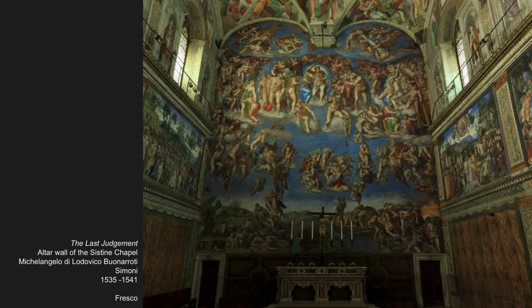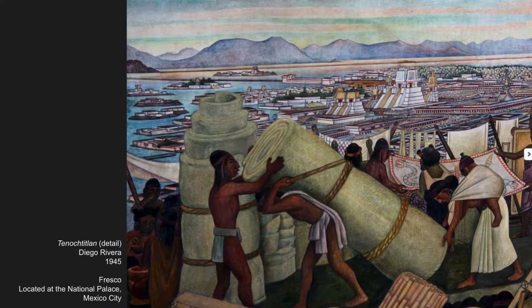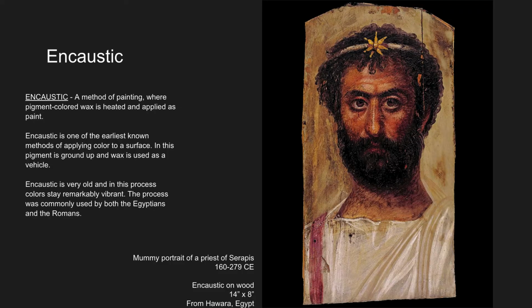So this is the altar from the Sistine Chapel. Frescoes by Diego Rivera were popular in the early part of the 20th century. Encaustic is a very old process. Encaustic is where you take pigment and you put it in melted wax, and then you paint that melted wax onto your surface, and that wax cools down.